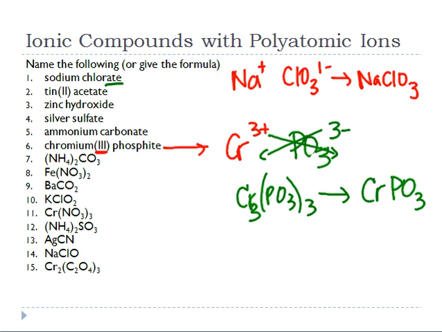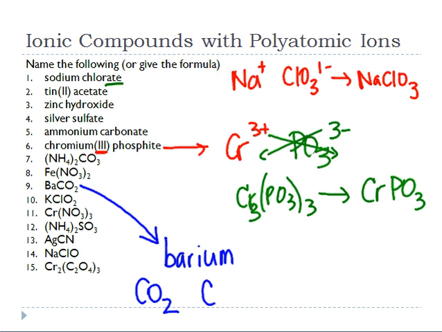Let's try another one. Let's try BaCO2. So we'll name this one. To name it, we literally just name the ions. So I name the positive ion first. Ba is barium. And CO2 is a polyatomic ion. It's not carbon dioxide because carbon dioxide is just plain CO2. Carbonite is CO2 2 minus, sorry.